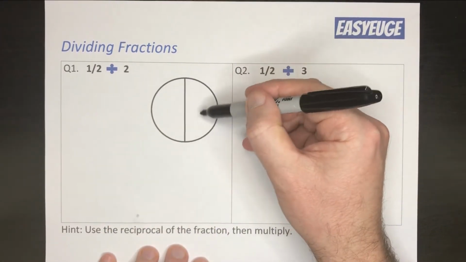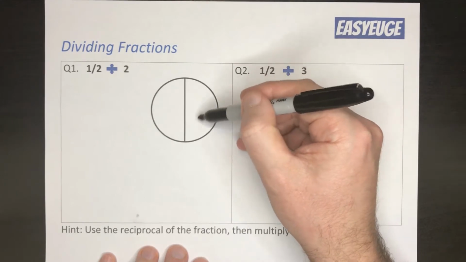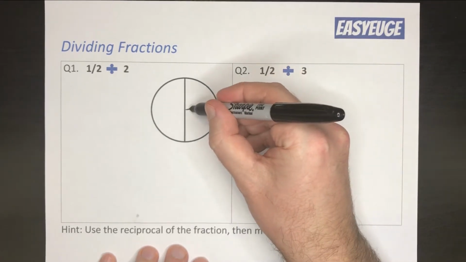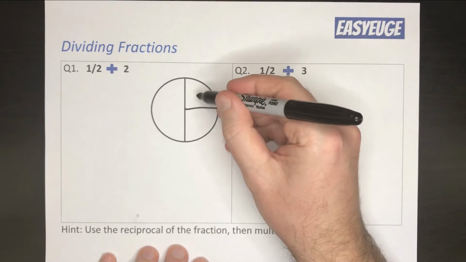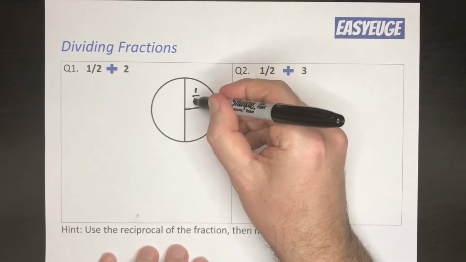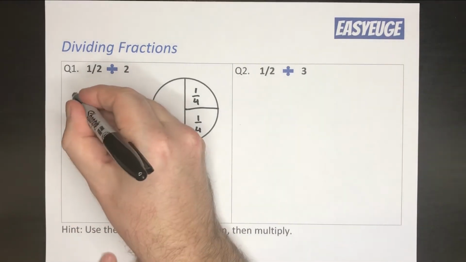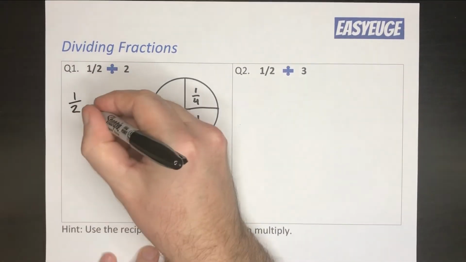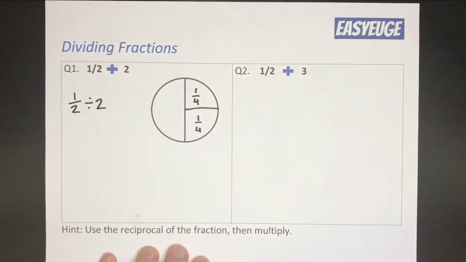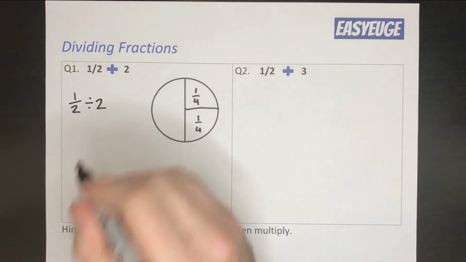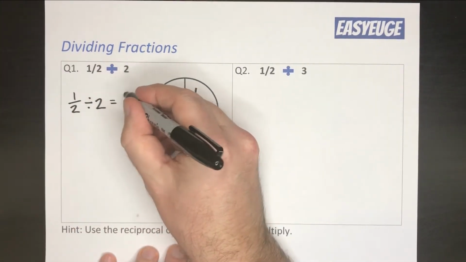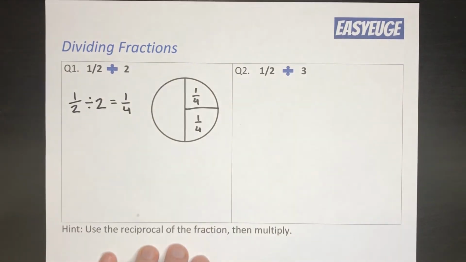So there's my half a cake. If I divided this by 2, I'm going to divide it into 2 parts. So there's 1 quarter and there's another quarter. So we can see that a half divided by 2, or divided into 2 parts, would give you 1 quarter. Okay, now that we know the answer, let's get into the maths of how to do this.